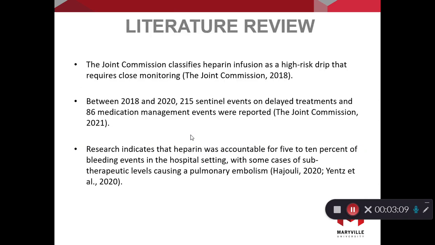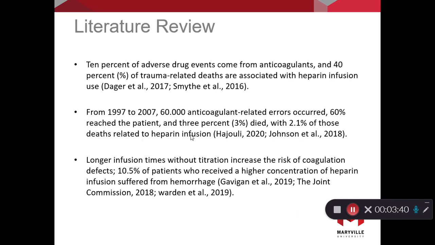Literature review. The Joint Commission considers heparin a high-risk medication that requires close monitoring. Between the years 2018 and 2020, 215 sentinel events occurred, and 86 were a result of medication-related mismanagement. Research indicates that heparin was accountable for 5 to 10% of bleeding events in hospital settings, with some cases of subtherapeutic levels causing pulmonary embolism.